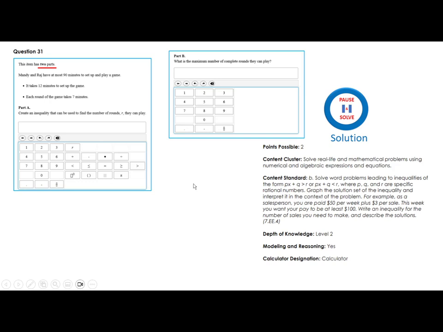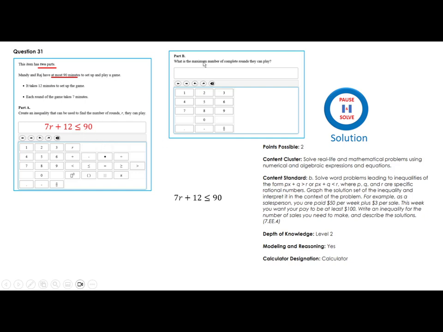So that's the 2 parts. Be careful. Don't forget one of them. What are the information we have? At most 90 minutes. So 7R, because each round takes 7 minutes, plus the 12 minutes to set up the game. So you need this to be less or equal than 90. That's your inequality. 7R plus 12 less or equal than 90.